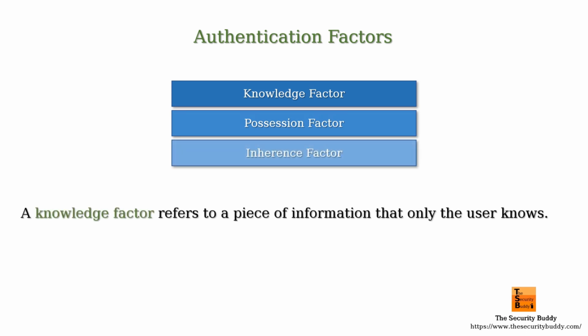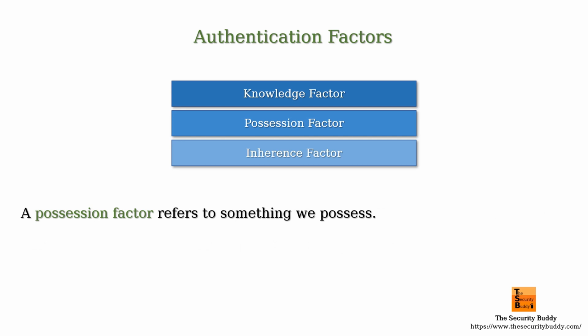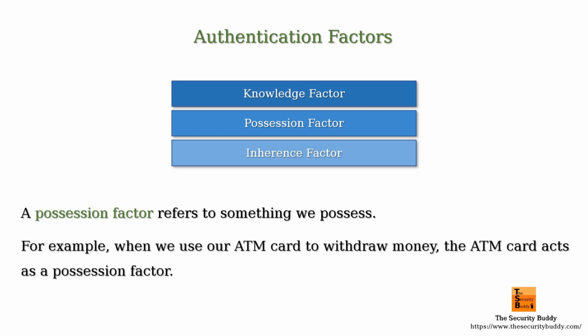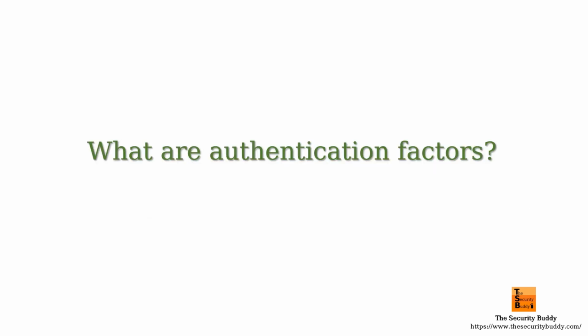A knowledge factor refers to a piece of information that only the user knows. For example, a password or PIN is a knowledge factor. A possession factor refers to something we possess. For example, when we use our ATM card to withdraw money, the ATM card acts as a possession factor. And an inherence factor refers to something that is an essential characteristic of the user, as for example fingerprints or IDs. We have already discussed authentication factors in detail in one of our previous videos.